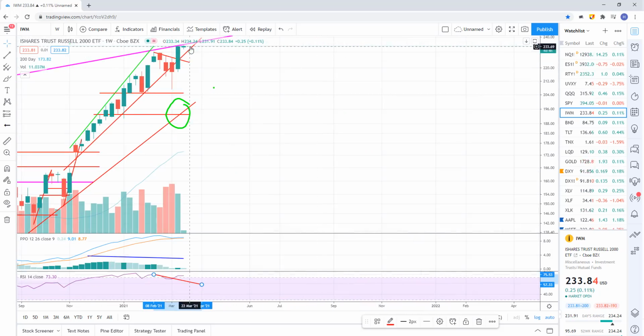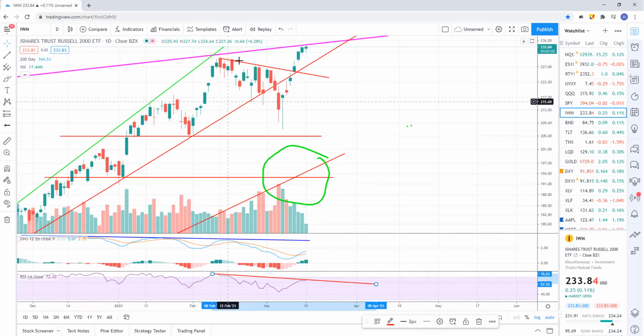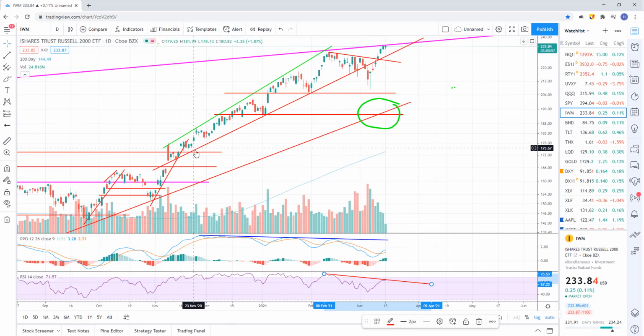So you can see we're at major resistance with negative divergence on the daily chart, and we're just waiting for that sell signal, which would be a break on the daily chart of this trend line right there.